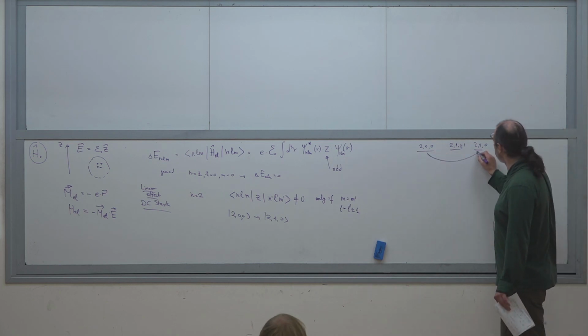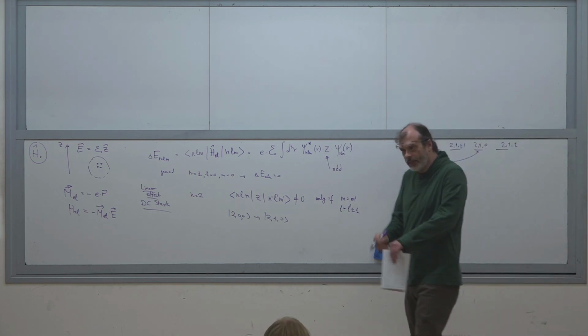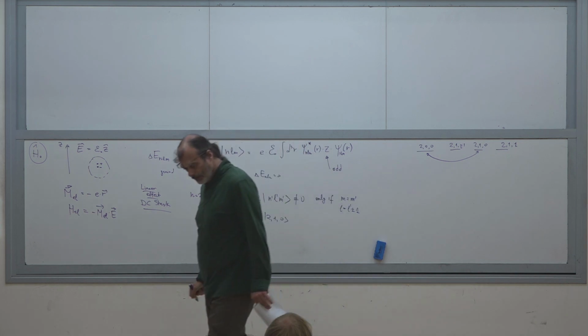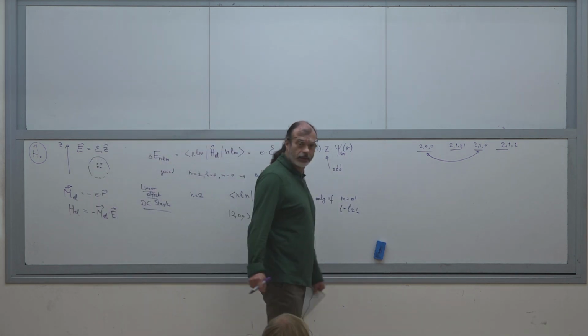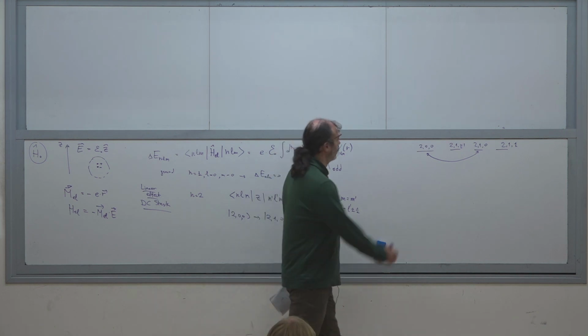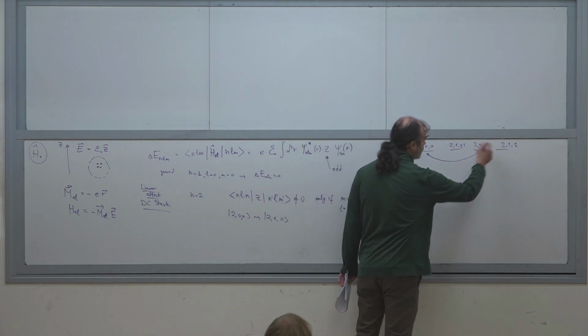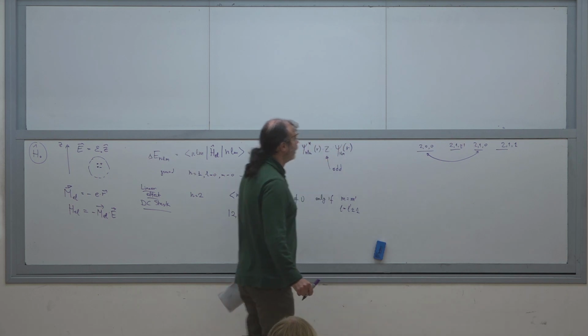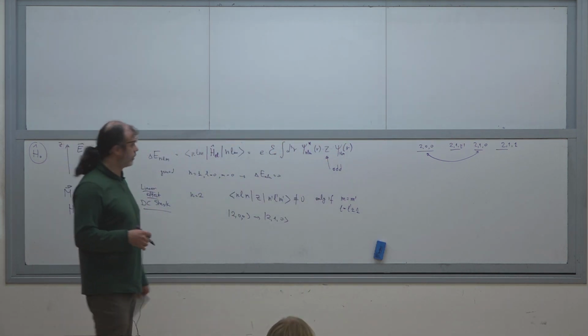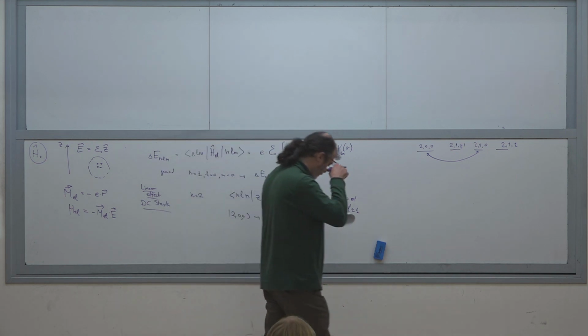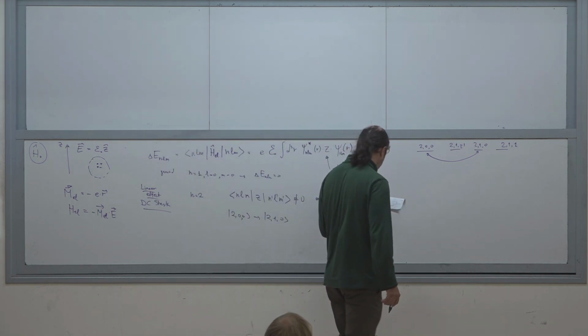Only these 2 energy levels can be coupled, can be mixed by this electric field. Other combinations are impossible. So no this, no that, nothing. Therefore, we have only a 2 by 2 matrix to diagonalize, which is a simple situation.